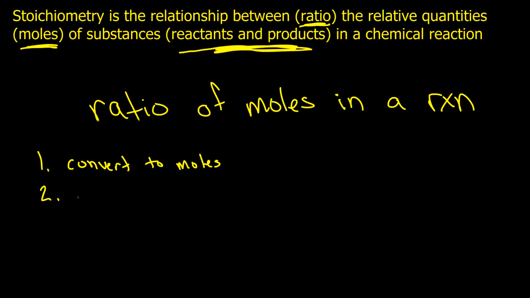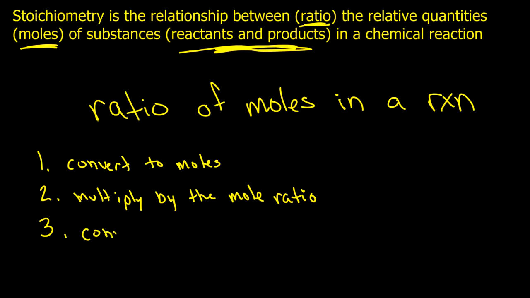Step 2 is multiply by the mole ratio. And again, that is that balanced equation. And then the third step is convert moles to unit of interest. And what I mean by unit of interest is you just convert those moles back to whatever unit of measure that you're needing, whether it be grams or liters or what have you.